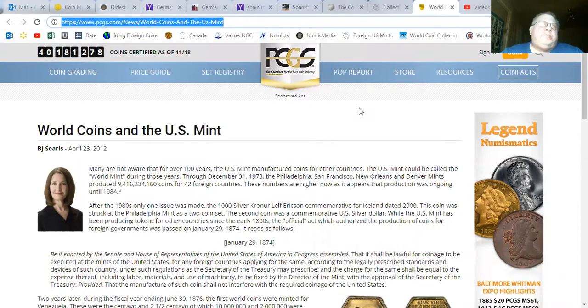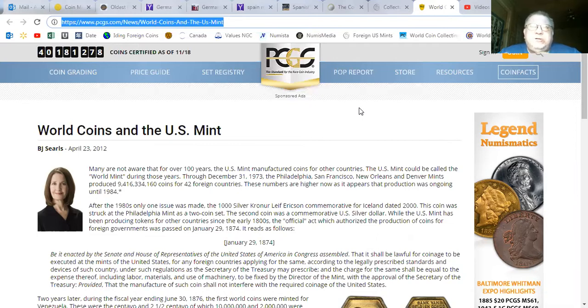Most people are not aware that we've been doing coins for countries for over 100 years. The U.S. Mint could actually be called the World Mint during those years. December 31st, Philadelphia, San Francisco, New Orleans, Denver mints produced 9 billion, about 160 coins for 42 different countries, foreign countries, in 1973.